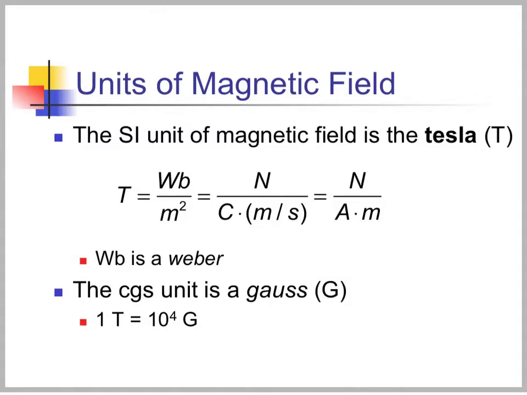The unit of magnetic field is the Tesla. A Tesla is a Weber per meter squared, or a Newton per Coulomb meter per second, or a Newton per amp meter. Wb is a Weber, and it's a measure of flux. We'll get to that a little bit later. In CGS units, centimeter gram second units, the unit is a Gauss, and 1 Tesla is 10 to the 4th Gauss.